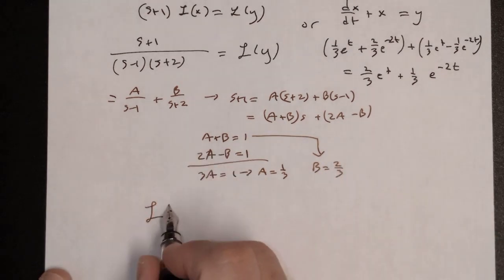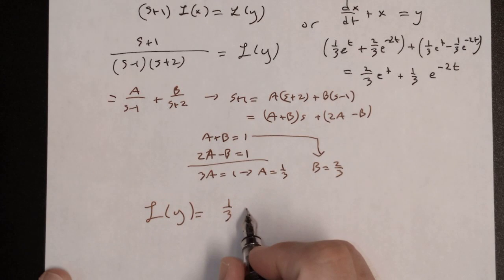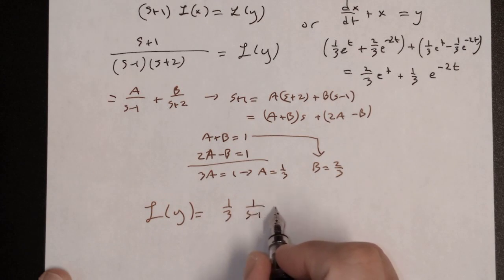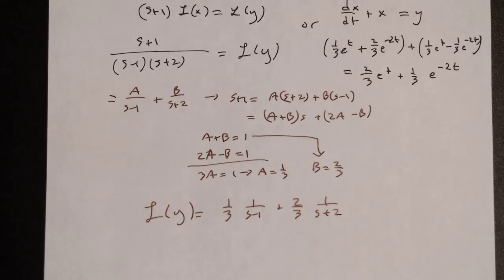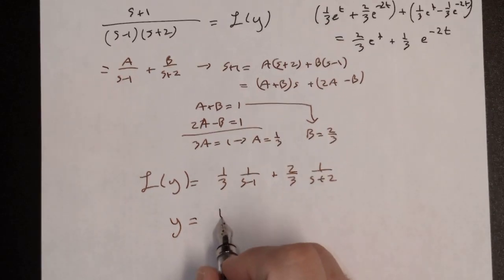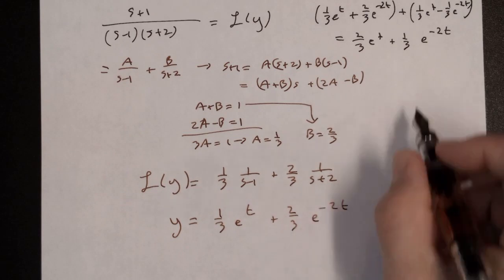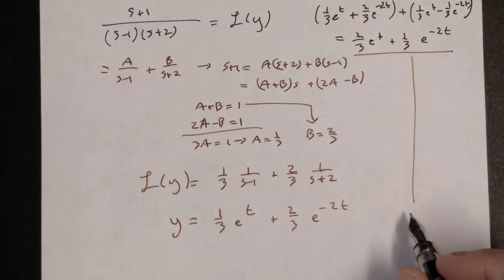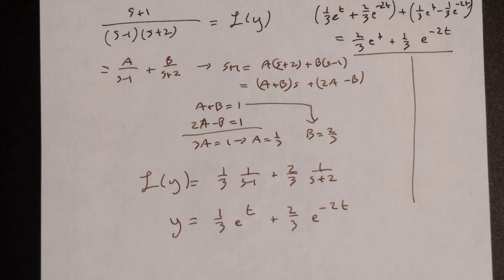So my Laplace transform of Y is 1/3 1 over S minus 1 plus 2/3 1 over S plus 2. And when I do the inverse transform, e to the t and e to the negative 2t. I have my numbers backwards. Why do I have my numbers backwards? Oh, because I can't add. Where did I make my mistake? Somebody find it, because it's a really obvious one once you notice it.